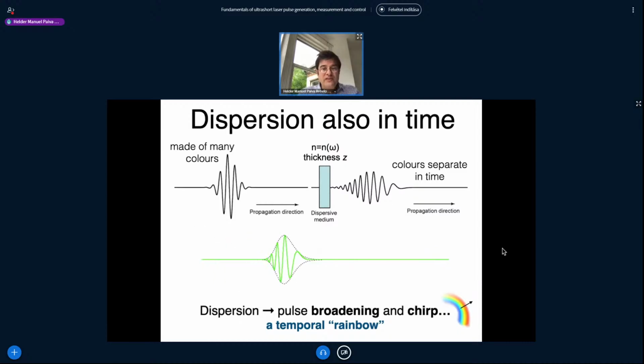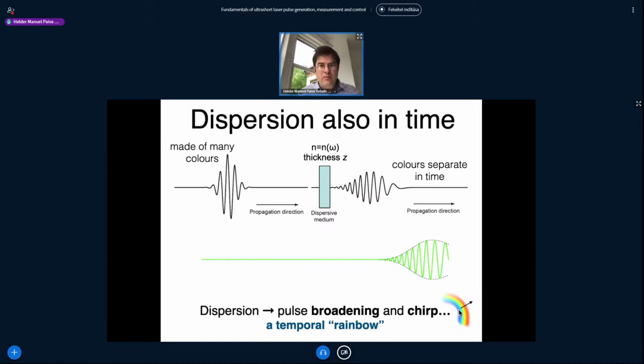So the dispersion, the fact that different colors travel at different times, has this dramatic consequence in the time domain, which is the pulse gets broadened in time and becomes what we call chirped. So different colors arriving at different times. And this is a temporal rainbow. So it's not like the spatial rainbow I showed you previously, but it's now a rainbow in time, where we see reds coming first and then the blues.